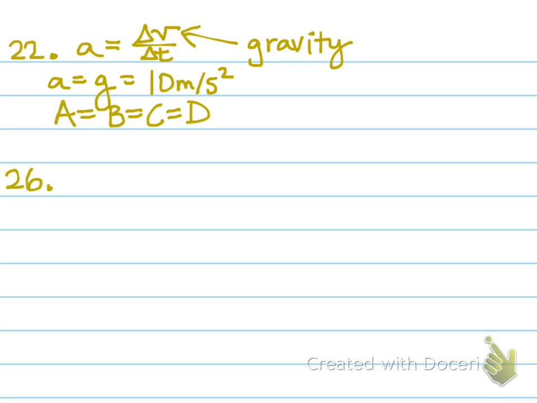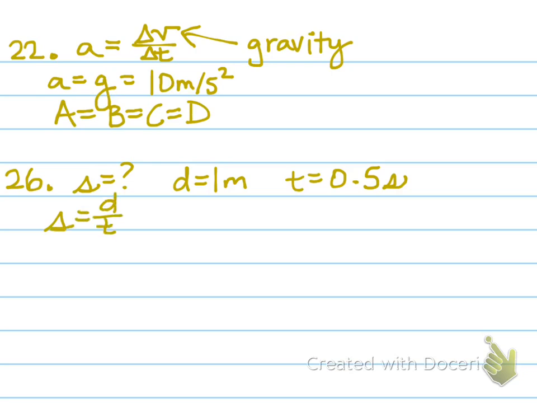Number 26 says, calculate your average walking speed when you step 1 meter in 0.5 seconds. So again, our equation is that our speed is our distance divided by our time. Our distance is 1 meter. Our time is 0.5 seconds. So again, on our calculator, 1 divided by 0.5 is 2 meters per second.